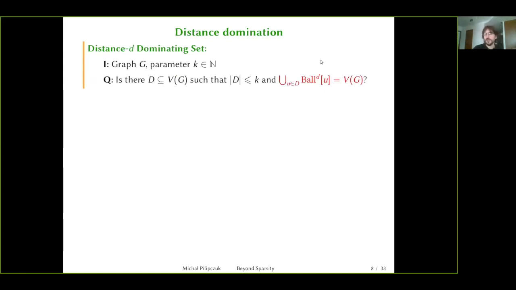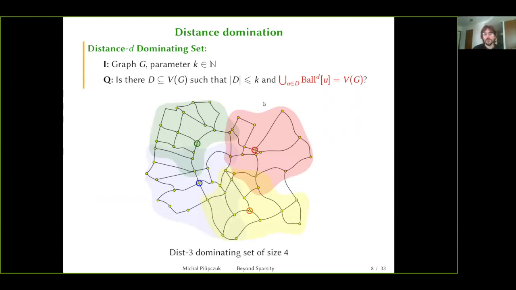I will be looking at a certain generalization of this, namely the distance D dominating set problem. So instead of every vertex dominating itself and all its neighbors, let every vertex dominate itself and all the vertices that are at distance at most D. This is a natural generalization. So for instance, on this graph, you can see that there is a distance-3 dominating set of size 4. Each of those vertices that is highlighted dominates a ball of radius 3 around it, and all the vertices get dominated.